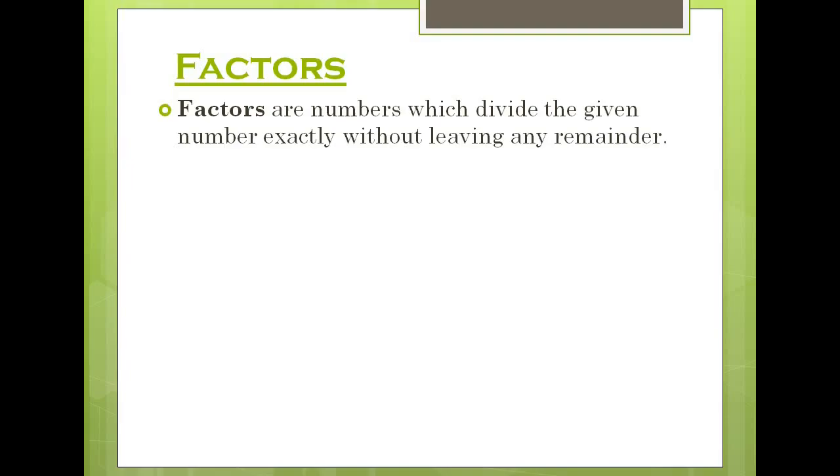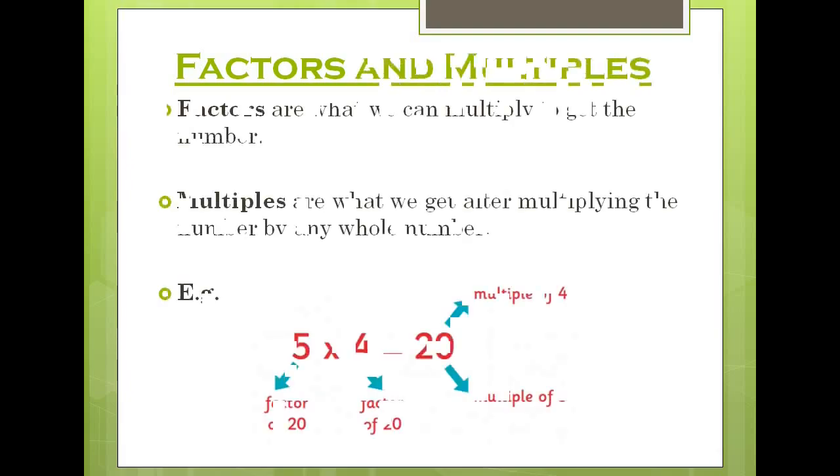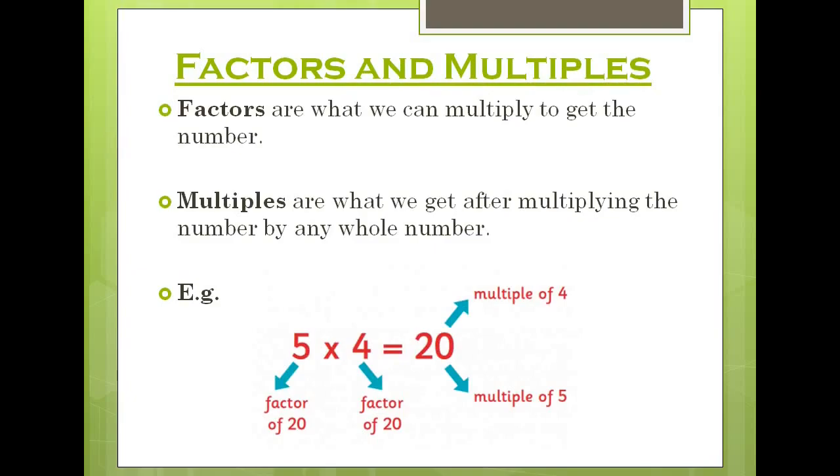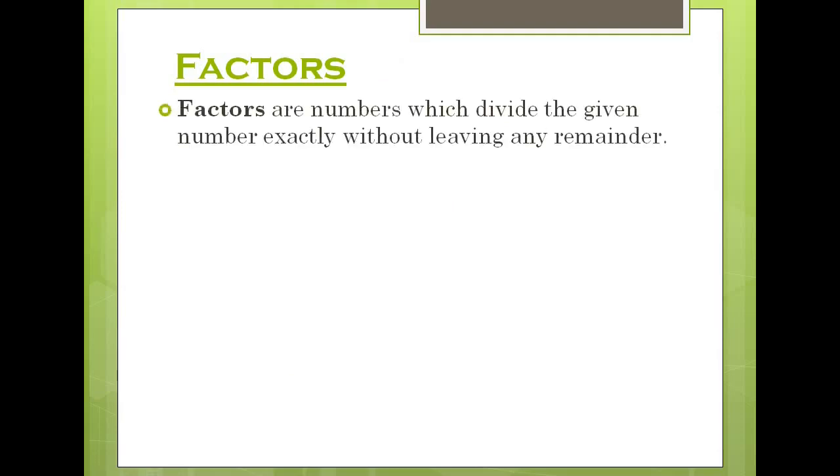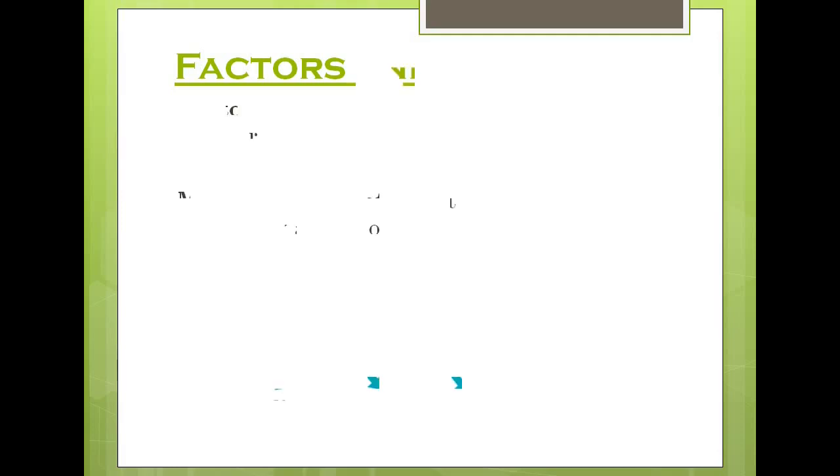Basically, factors are the numbers which divide the given number exactly without leaving any remainder. Let us see this example again. I am telling you that 5 and 4 are the factors of 20. Now how will you verify this with the given definition that says that factors are numbers which divide the given number? Here the given number is 20 and I am telling you factors are 4 and 5 and they will divide the number exactly without leaving any remainder.